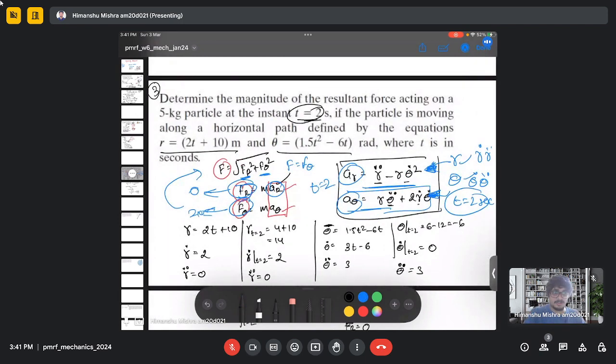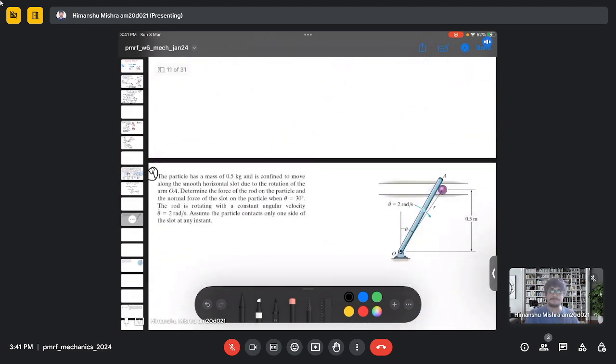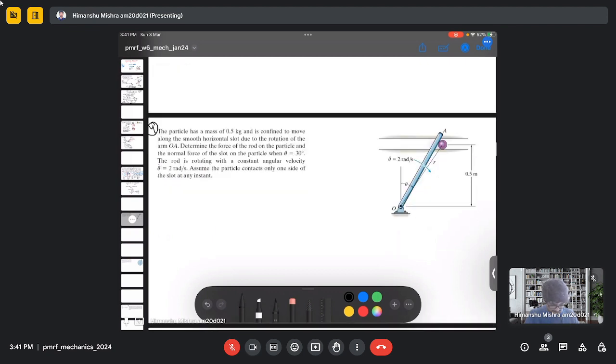So any doubt in this problem? So we can move to the next question. Before solving the fourth question, we will solve the fifth question and then we will come back to the fourth.